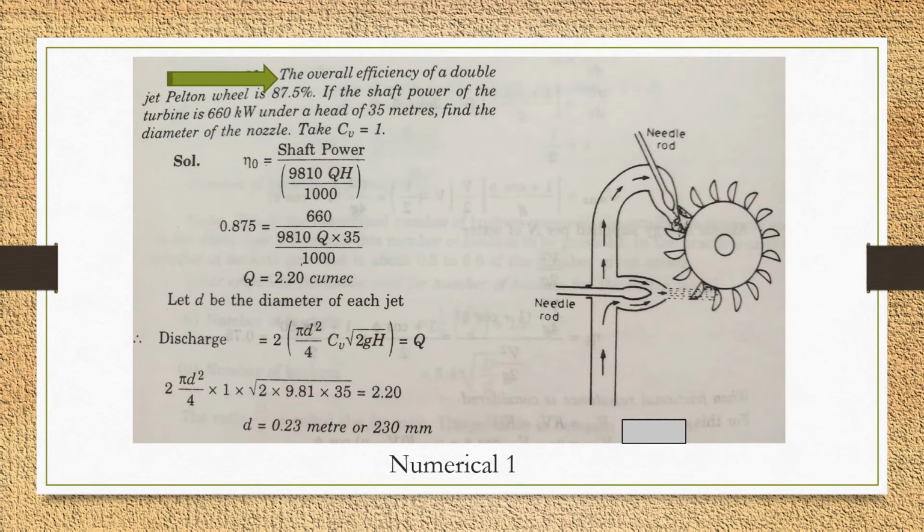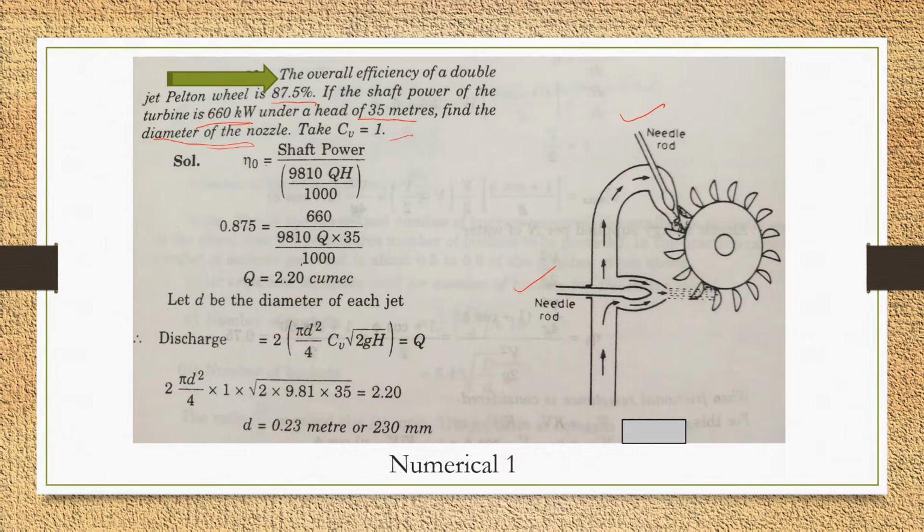So, a numerical. This is the numerical of a double jet Pelton wheel, wherein the two jets can be seen in the figure. This is jet 1 and this is jet 2. The overall efficiency is given as 87.5%. If the shaft power is 60 kilowatts and the head is 35 meters, we have to find out the diameter of the nozzle, that is small d. The coefficient of velocity we have to take as 1.